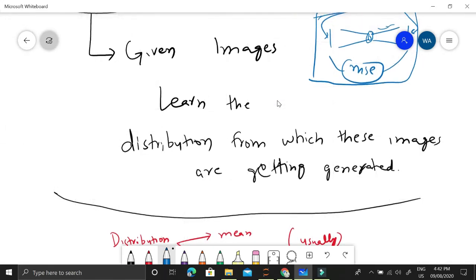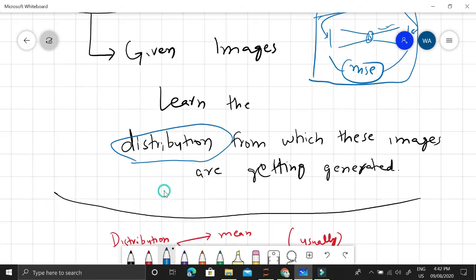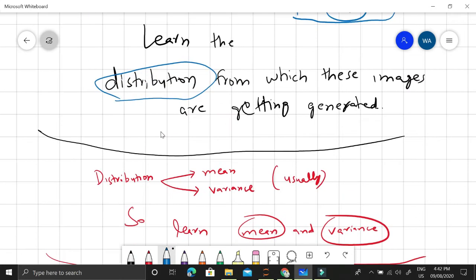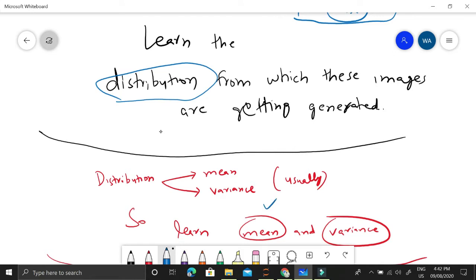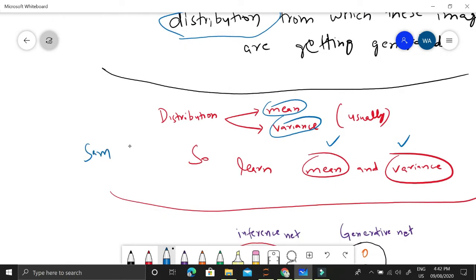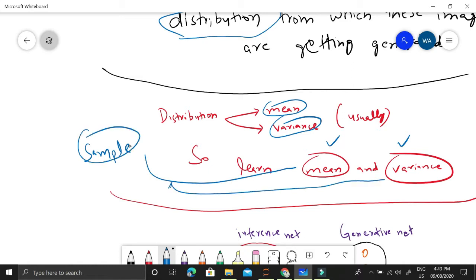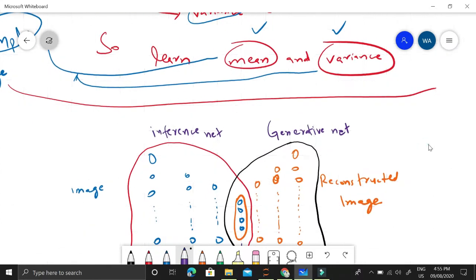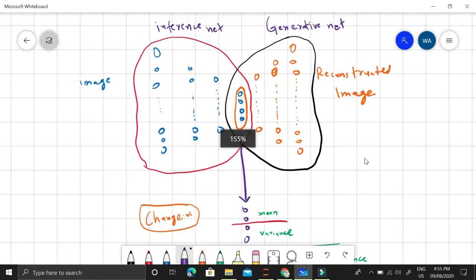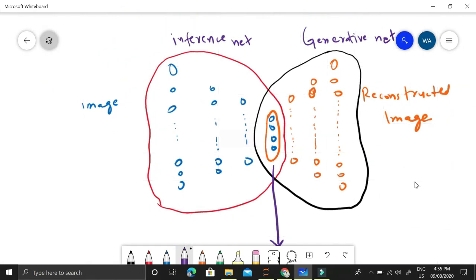So for generating images, what we are interested in is learning the distribution from which these training images are generated. So how do we learn the distribution? Suppose we are assuming that the training images are coming from a normal distribution, so we have to learn the mean and variance. This distribution has these two parameters, mean and variance. Once we have learned them, we can generate a new sample from this distribution if we know the mean and the variance. This sample will basically be an image. How do we learn this mean and variance? Learning them is quite simple, but we have to make these two changes.